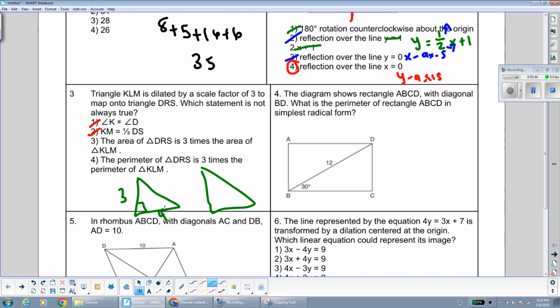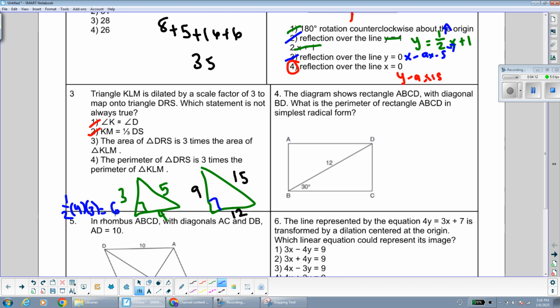I like to use 3, 4, 5. I know that that is a right triangle. It's a Pythagorean triple. So scale factor of 3: 9, 12, 15. My original example would have been good with perimeter. But for area, it's easier with the right triangle. So let's check it out. Area of a right triangle is 1/2 base times height. So here, 1/2 of 4 times 3, so that's half of 12, which is 6.